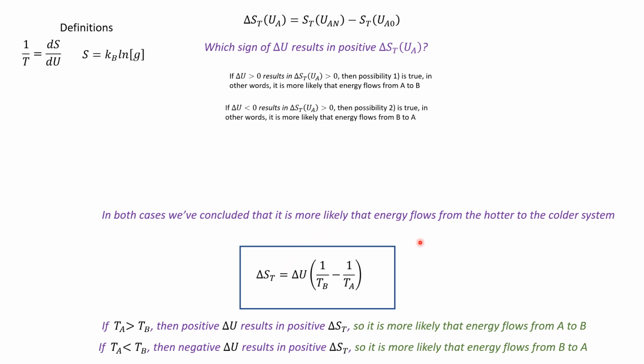So we can also answer the question of why energy flows from a hotter to a colder system by answering that this happens because this is what is more likely to happen. To state that the entropy increases is to state that the most probable event happened.